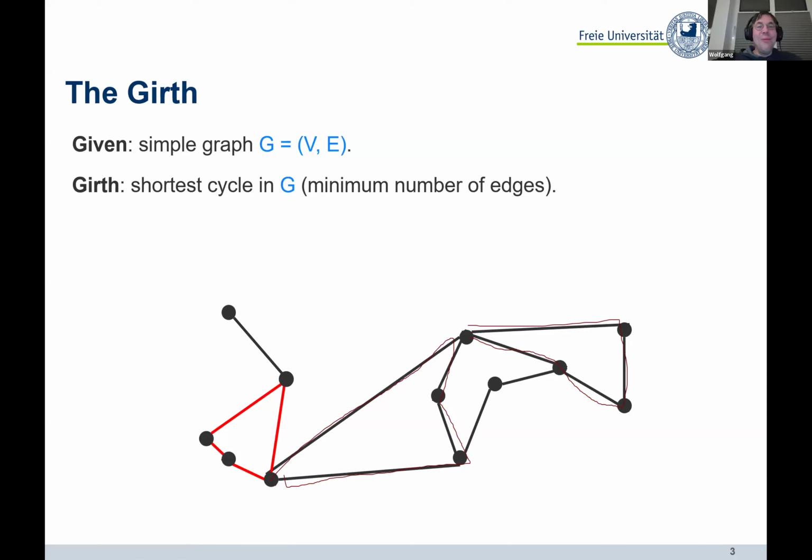Thank you. And so one particular instance of this question of determining the girth of a graph is the question whether a graph contains a triangle, a cycle of length 3 or a clique of size 3. And this is a classic question, and it's a very hard question that has been studied a lot.